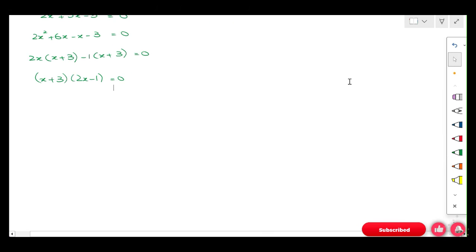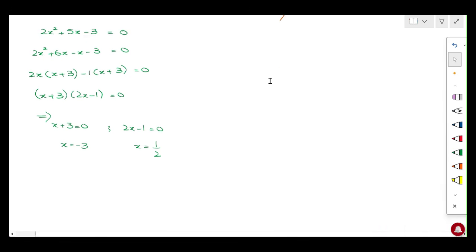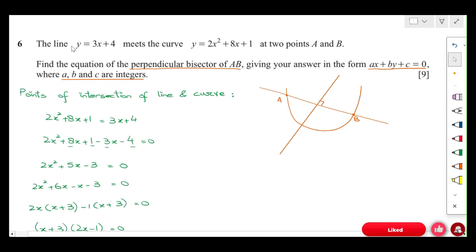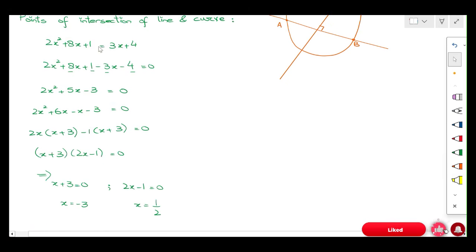Now we have to put both factors separately equal to 0 to solve for x. x plus 3 equals 0, and from here 2x minus 1 equals 0. So we got the x value negative 3, and here we got the x value 1 by 2. So corresponding to these two values, we have to solve for the y coordinate as well by plugging the x into this equation, y equals 3x plus 4, right?